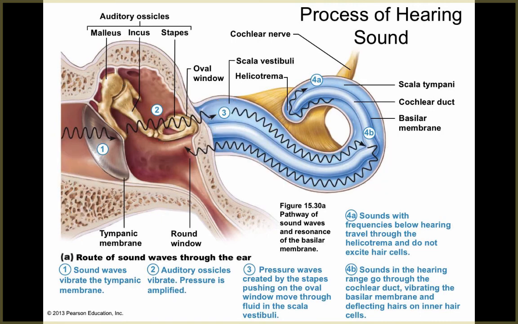So let's go through this. So basically you get vibrations come in through the auditory meatus. It vibrates the tympanic membrane. That's connected here to the auditory ossicles, which are the malleus, incus, and stapes. So the vibrations enter here and they get essentially amplified.